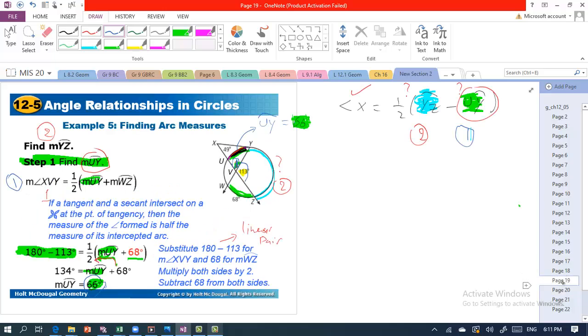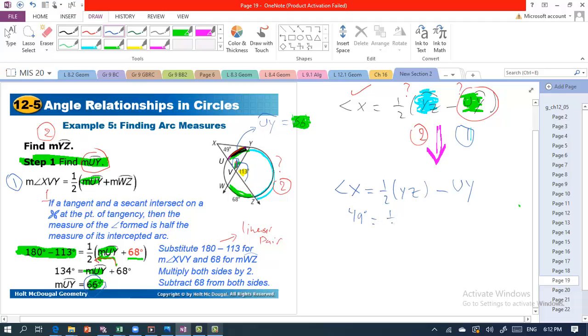Sorry, this is the slide here. So I will write it here. Measure angle x is equal to half of the difference of the big one, which is YZ. So I'm continuing this rule down here. Measure angle X minus UY again. Measure angle X is 49 degrees, equal to half of YZ, I don't know how much is YZ, minus 66.